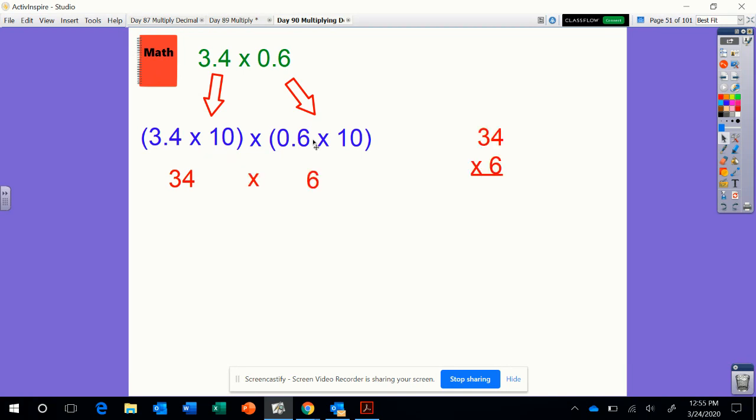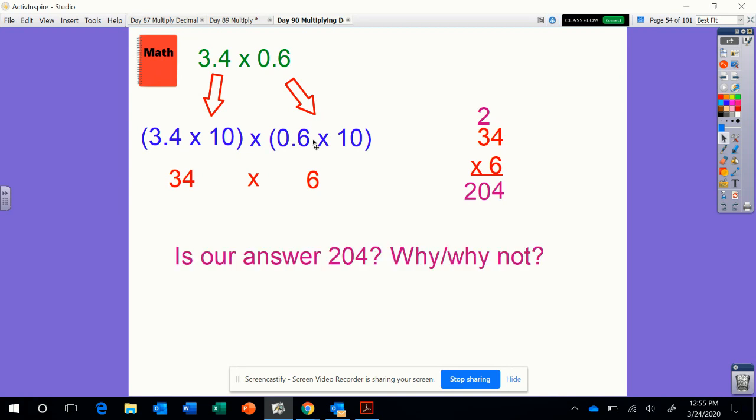So now we're going to do some side work. 34 times 6. 6 times 4 is 24. Carry the 2. 6 times 3 plus 2 is 20. So we get 204. Is that our final answer? No. But think about it when we make equivalent fractions. Whatever we do to the numerator, we have to do to the denominator because we have to keep the value the same. If we just started multiplying by tens all the time, we are not keeping our value the same.